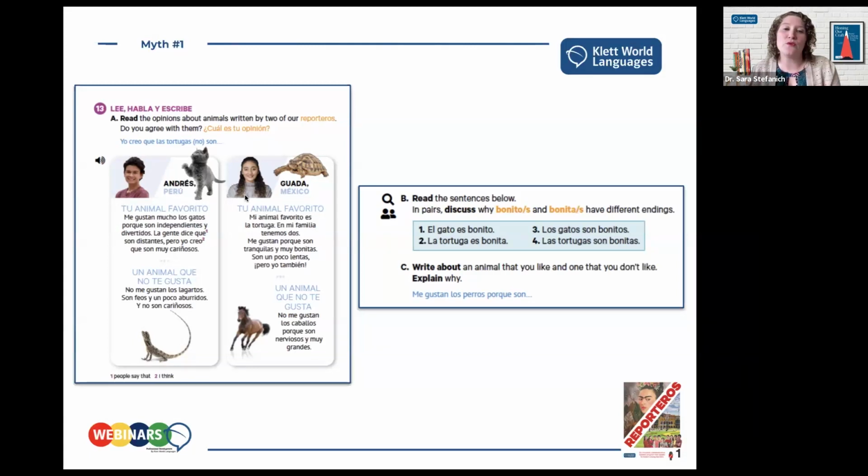And then we move to the last activity in the sequence, which is for them to write about an animal that they like and one that they don't like and explain why. So we can see that the initial reading serves as a model for the writing they're going to do later. And so in this sequence of activities, which has a lot of communication happening, only one of them necessarily could involve speaking.